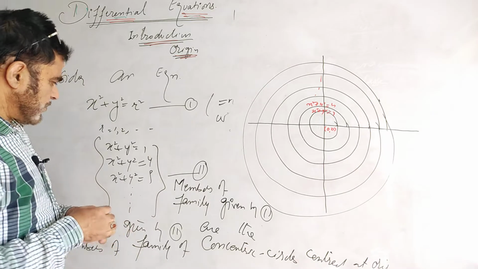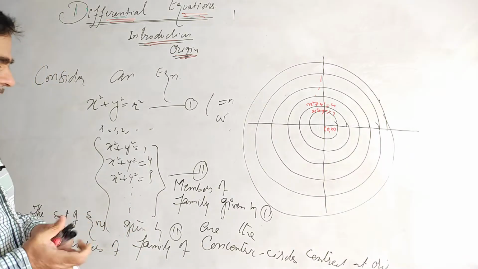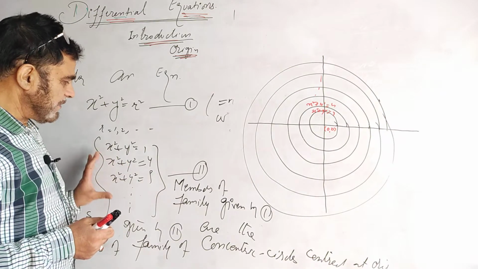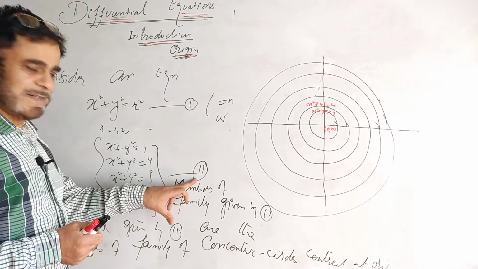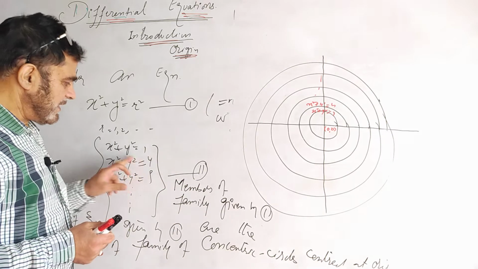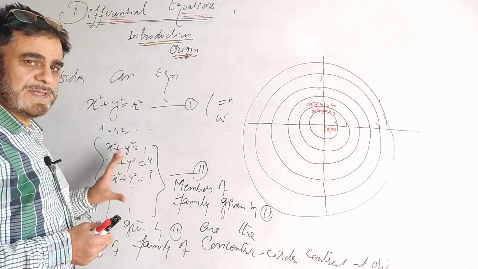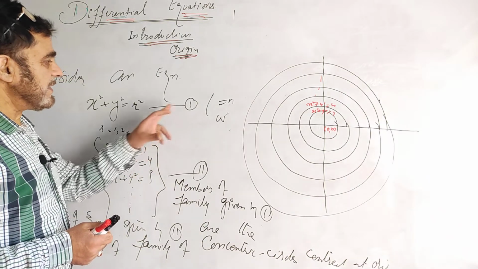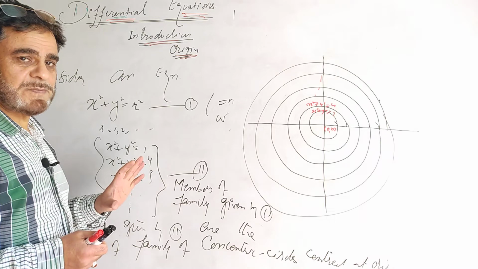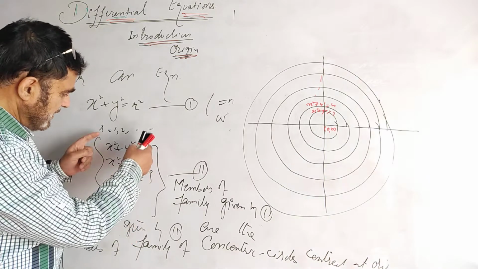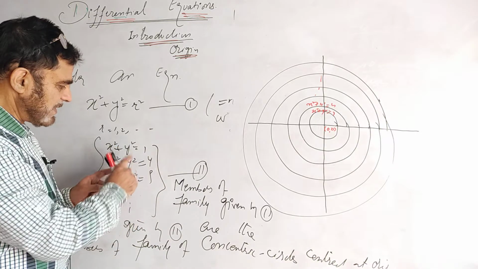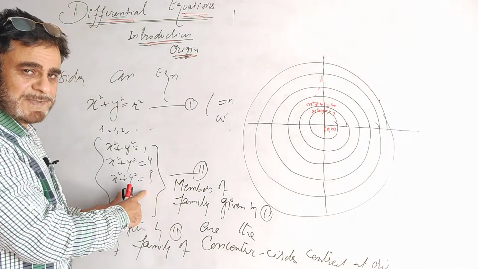Now our aim is to find an equation which is satisfied by each member of the family given by the second. The equation which is satisfied by each member of the family should be free from r. Why should it be free from r? Because in each member of the family, r is different. Here r, the radius, is different.